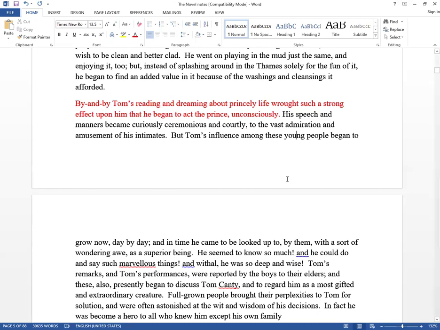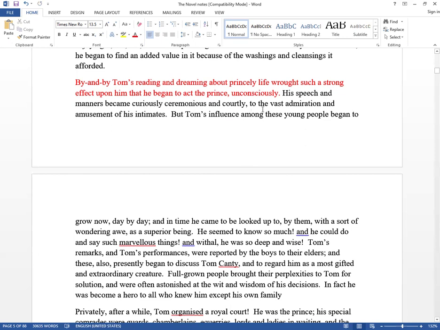Father Andrew's education, right? His speech and manners, I told you, curiously ceremonious, formal and courtly, royal. Now not beggars' manners, no beggars' speech. Now Tom's manners, behavior, speech, words are all highly formal, neat, and royal, well cut language, behavior, to the vast admiration and amusement of his intimates. Intimate means friends. Now Tom's friends enjoy Tom's change because Tom is a different person in his society.